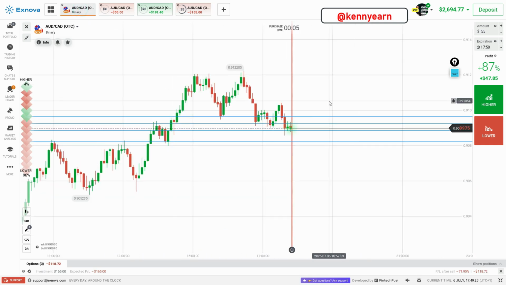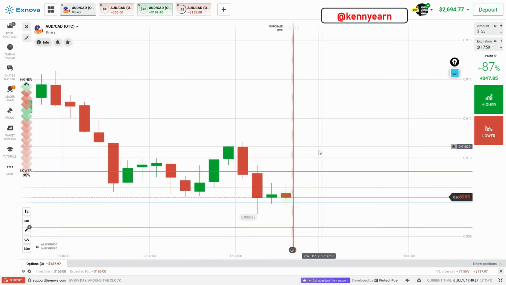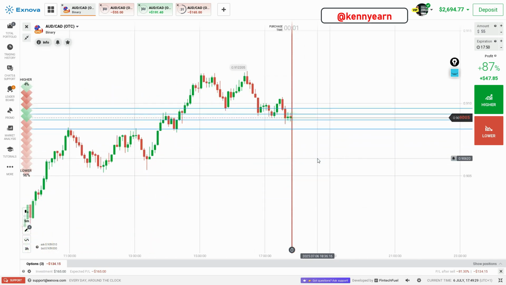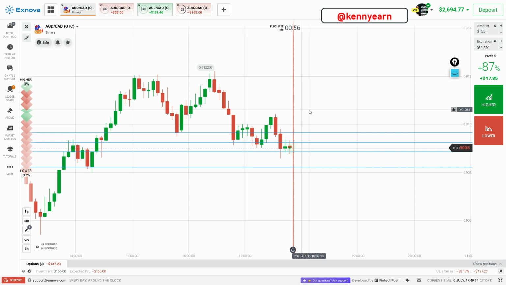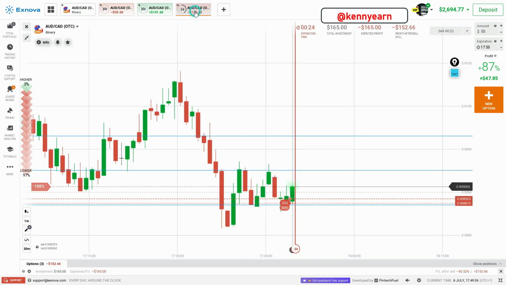But the market is still within my key level though, and the 5 minute candle looks weak, so the market is a little consolidating. But let's see if we're going to get momentum and sellers are going to come into the market.